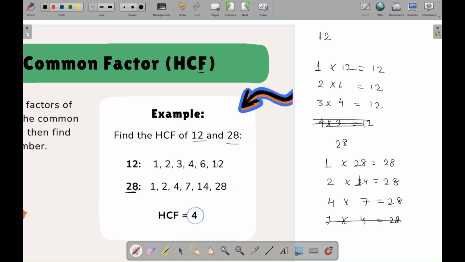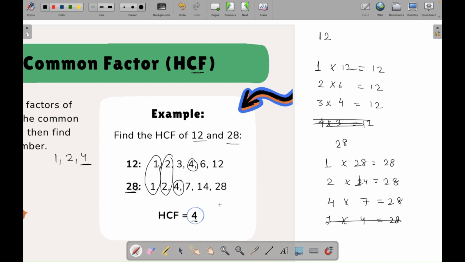Now, what are the common factors? The common factors are 1, right? The common factors are 2. The common factors are 4. Right? So we calculated the factors of both the numbers. We have now also calculated the common factors. So the common factors of 12 and 28 are 1, 2, and 4. Right? Now we find the highest common factor. So among the common factors, which is the highest? It is 4. Right? So the highest common factor would be 4.